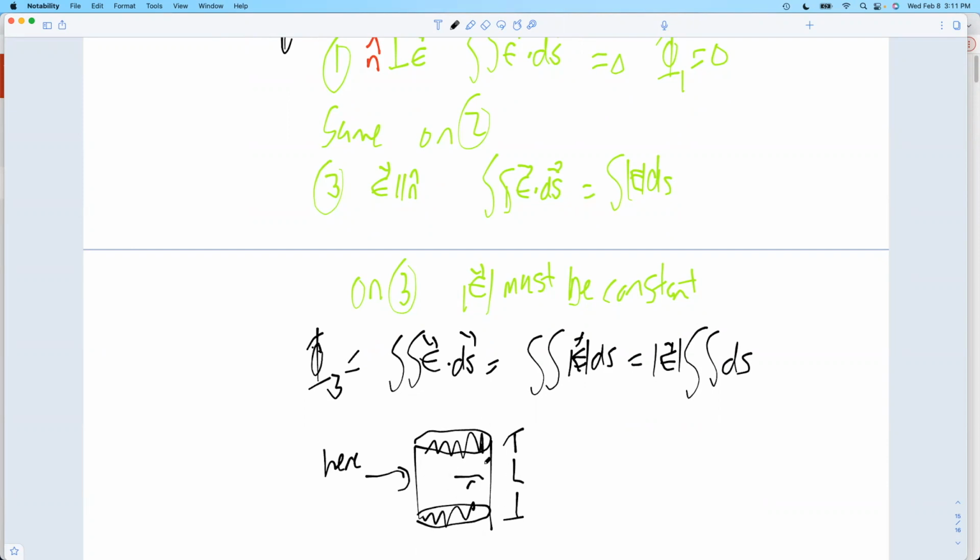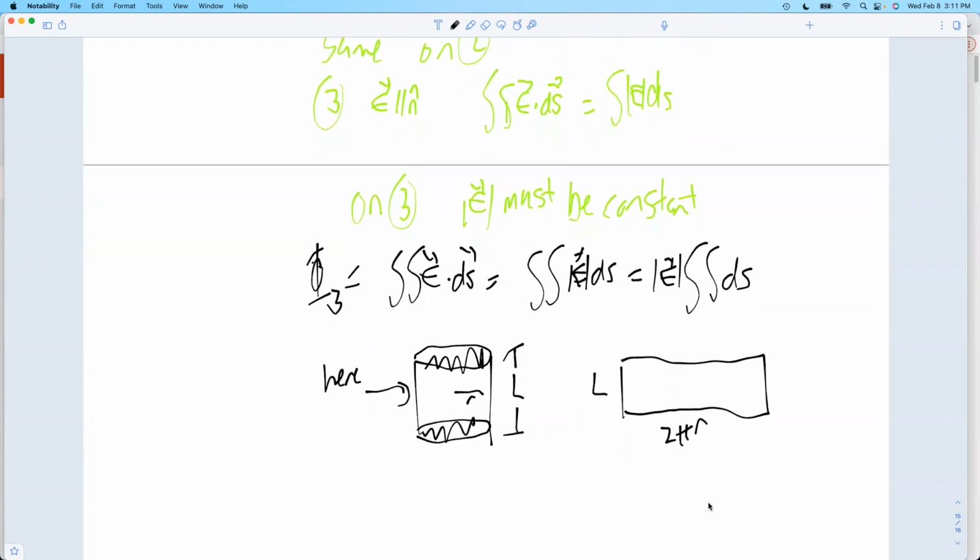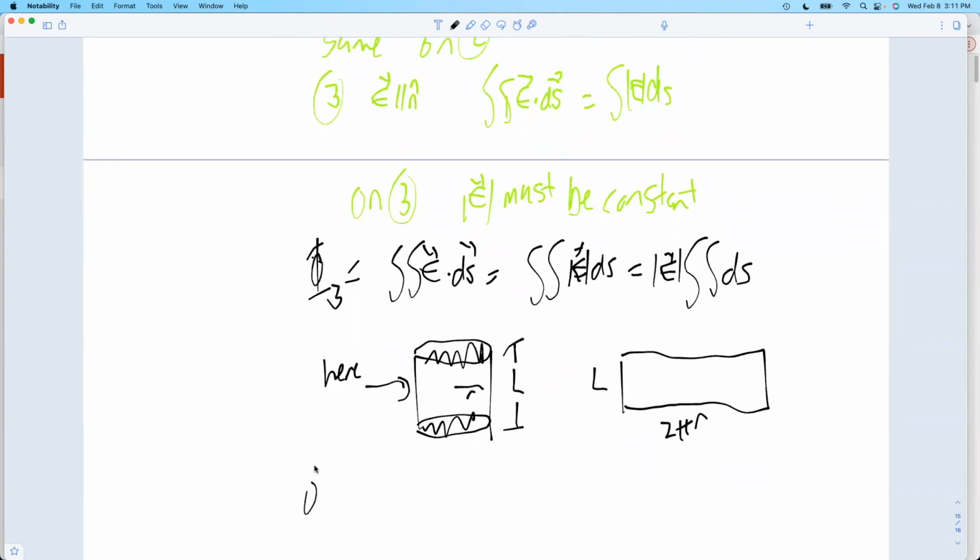If you were to unwrap that, if you were to get a Campbell's soup can and take the label off, it would be a rectangle that's L high and this long. That's the circumference, 2 pi r. So then flux 3 is the magnitude of E times the surface area, 2 pi r L. Let me make that pi a little better.